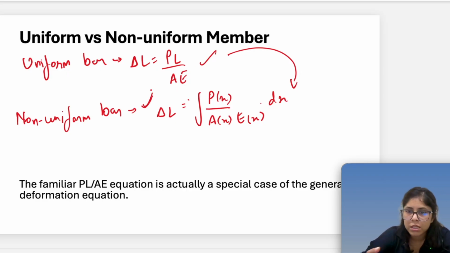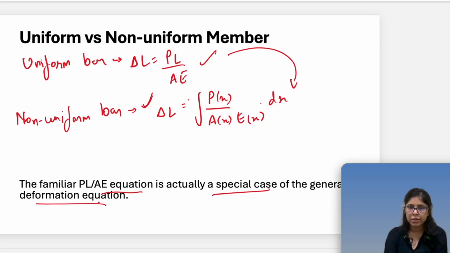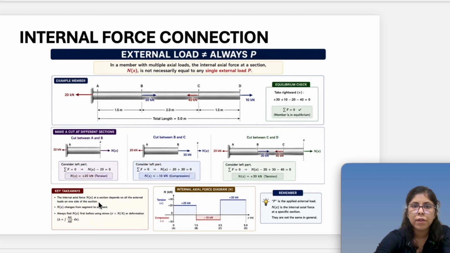So non-uniform is the generalized case, out of which there is one special case, which is for uniform, that gives the formula PL upon AE, because everywhere the area and length are the same. So we'll be putting it like this in the uniform bar. So the PL upon AE equation is actually a special case of the generalized deformation equation, right? It's a very good concept here. Now we have the internal force connection.